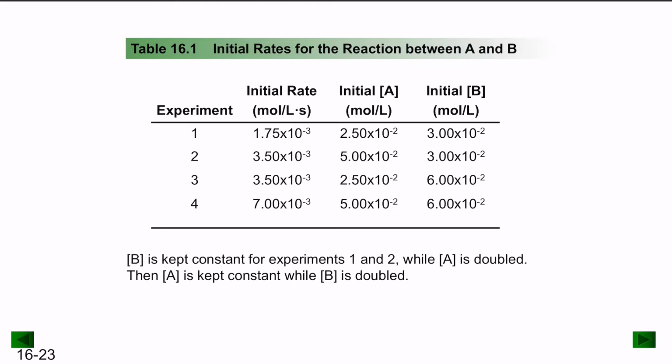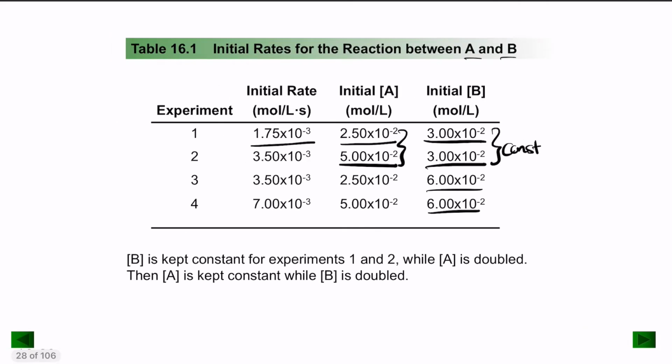These are the initial rates of an experiment, let's say between A and B, where we are mixing A and B. Notice that in the first experiment, the initial rate is already given. We are changing A while keeping B constant, so B is being kept constant and we are increasing A. And in the second experiment, we are keeping B constant and we are changing A again. Using these principles, what can we determine here?